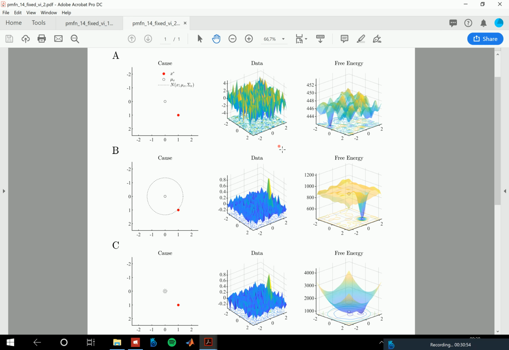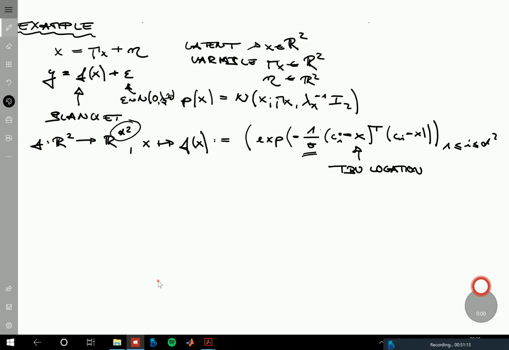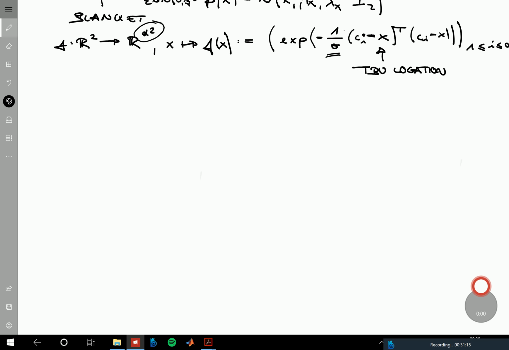I think that's about it. Of course, much more could be said about variational inference, much more could be said about DCMs, but we have to stop at one point, and this is what we do now.